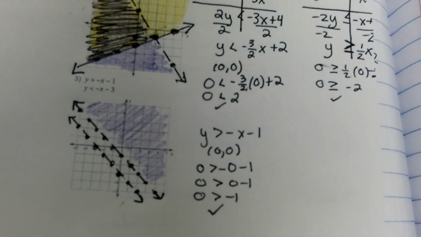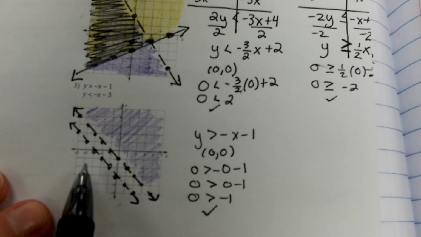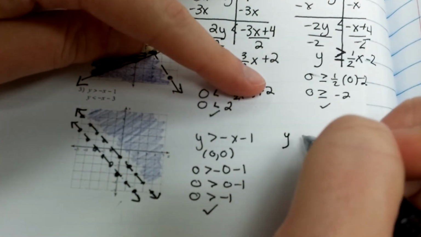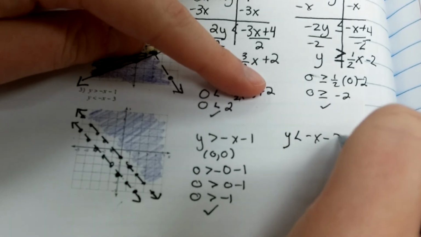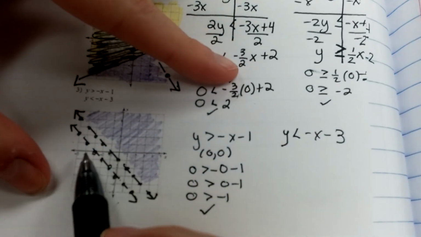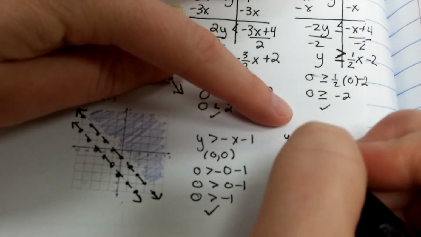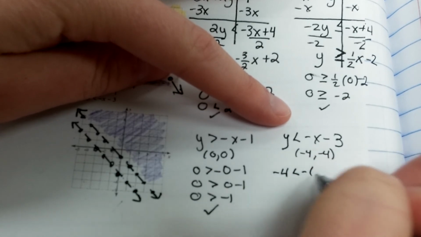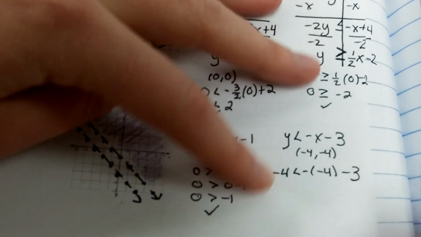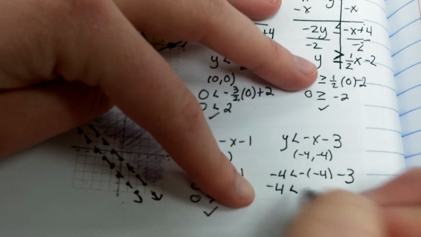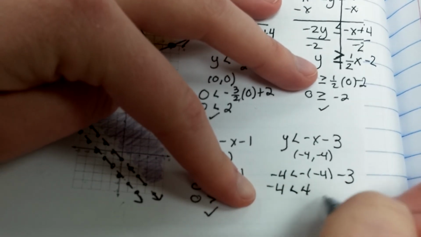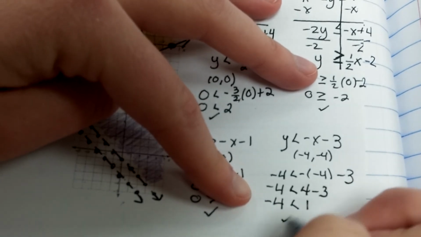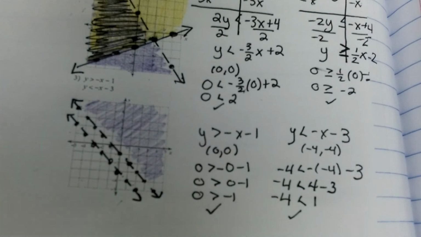They go on forever. And then since it's less than, I'm thinking that I'm going to have to shade below, but I just want to double check. So I have y is less than negative x minus 3. And so I have to pick a point below. Negative 4 works pretty well. So if I have negative 4 is less than negative of negative 4 minus 3, that is positive 4 minus 3. Negative 4 is less than 4 minus 3, which is 1, and that checks out as true. So I'm good to shade below.